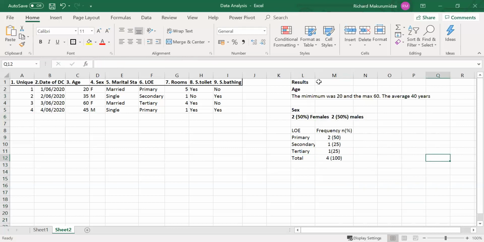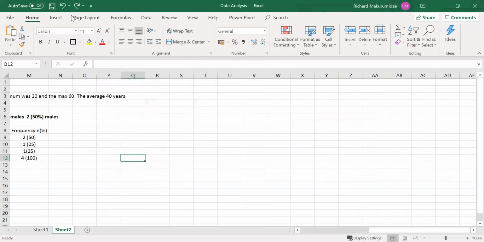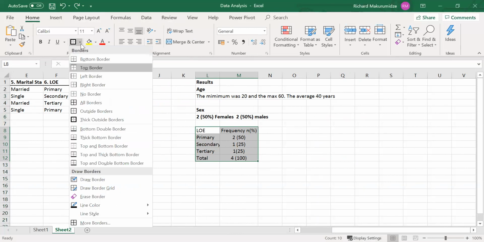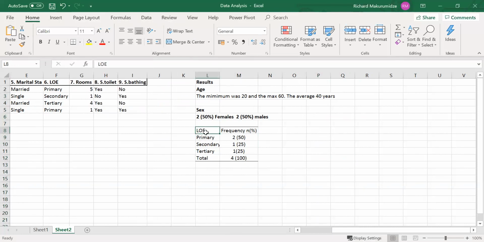So this is an example of a simple table in which you can present your results, and then this is the total number of people.